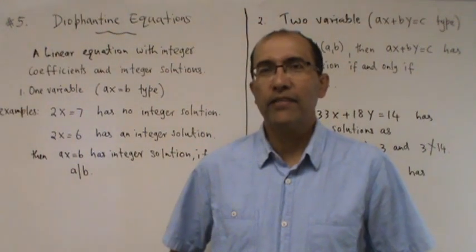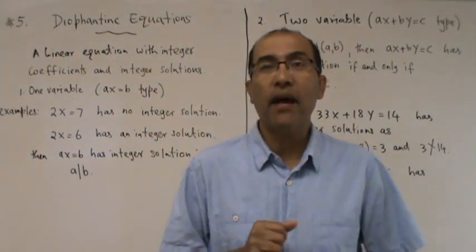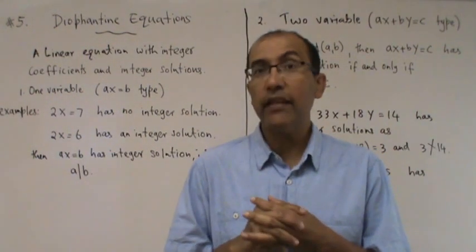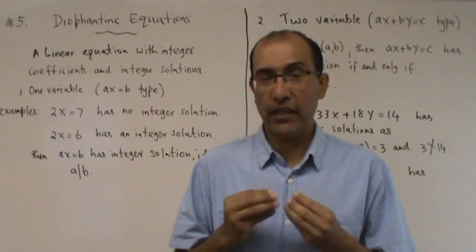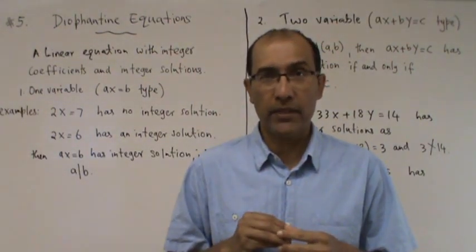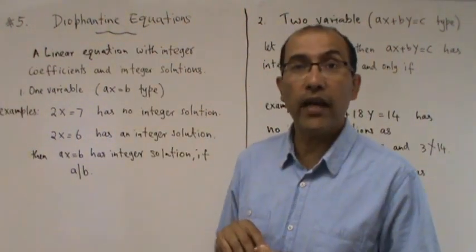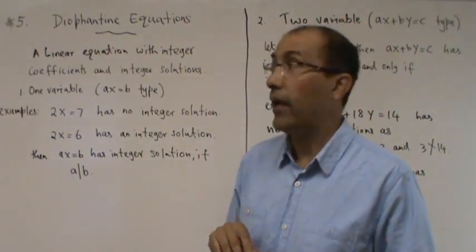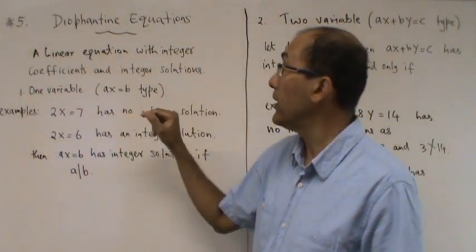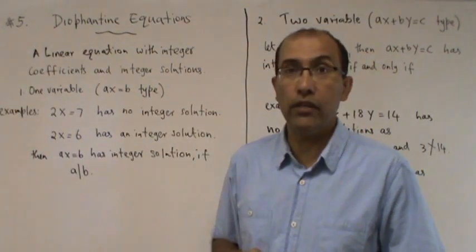Welcome back. Today we are starting our lesson number 5, and in our fourth lesson we learnt about the greatest common divisor and many of its properties. So today we are going to look at what's called Diophantine equations. And what is that? It's a linear equation with integer coefficients and integer solutions.